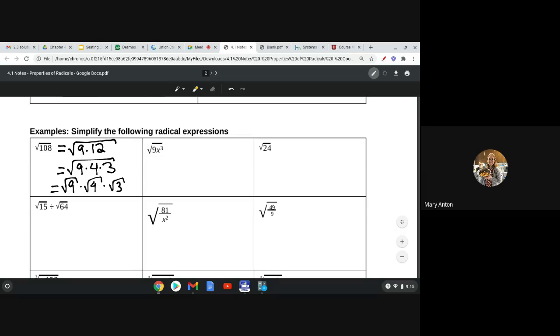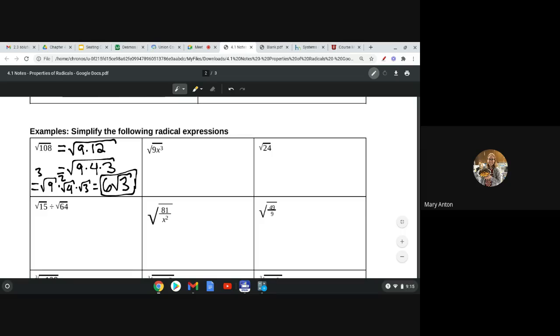All right. And I'm going to rewrite this so that it's clear. This is equal to the square root of 9 times the square root of 4 times the square root of 3. What's the square root of 9? What's the square root of 4? What's 3 times 2? 6. And then square root of 3, that's not a perfect square, right? So we can just leave that as is. That means the square root of 108 simplifies to 6 times the square root of 3. So we pulled out all of those perfect square factors.